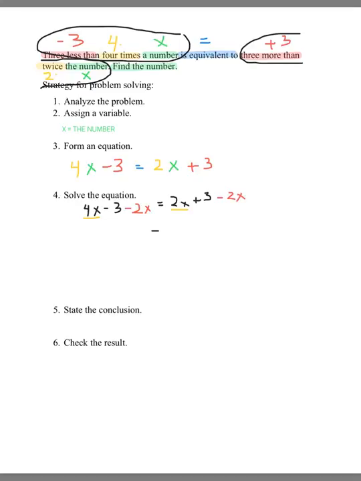And now on the right hand side, the positive 2x and the negative 2x simplify out, leaving us just 3. And then on the left hand side, we have a 4x minus a 2x. So it's going to leave us with 2x left over. And we still have that minus 3. So now we want to get the variable by itself. We always want to undo addition or subtraction first. So currently, we're subtracting 3. So we want to undo that by the opposite operation. So we're going to go ahead and add 3 to both sides.